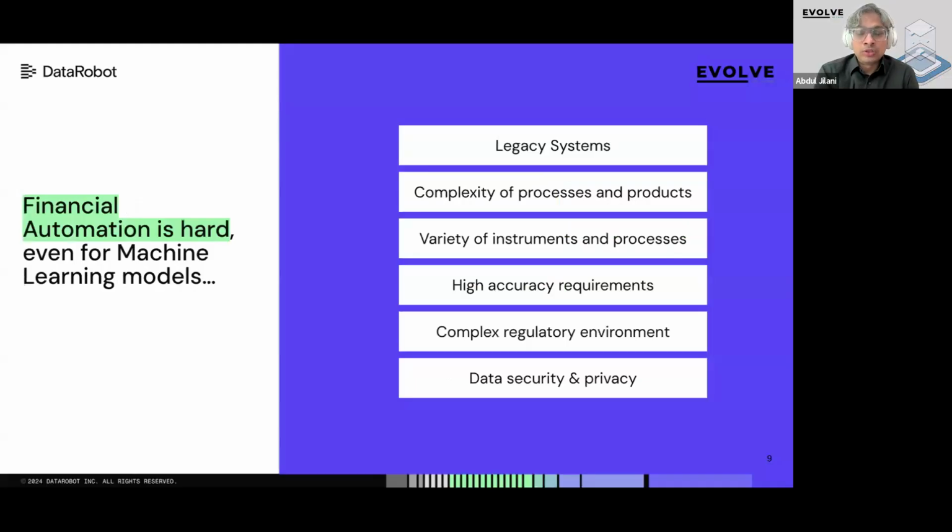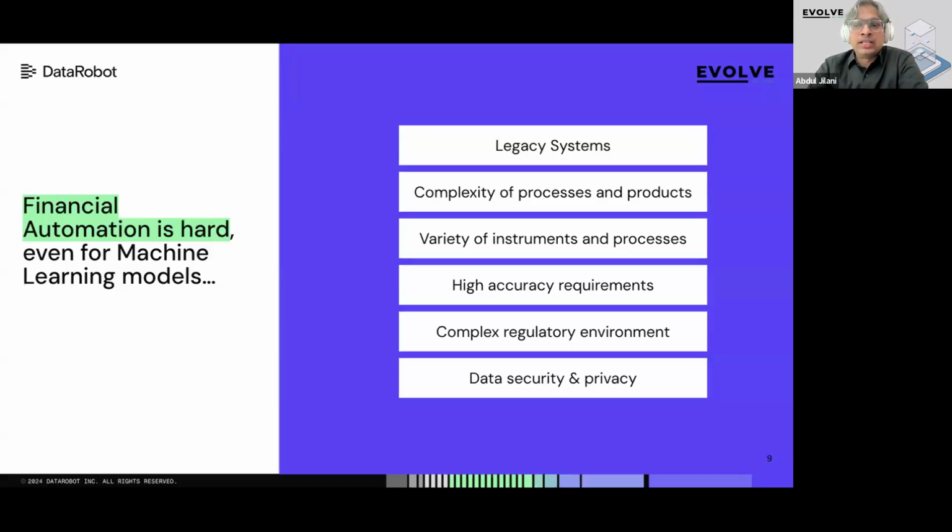But although there are so many advantages, financial automation is hard. Even with machine learning models, it is very hard for a variety of reasons. Some of the reasons: legacy systems. Fintech firms have a lot of legacy systems. Just as an example, all the transactions in the world pass through 5 gateways: Master, Visa, and 3 others. Legacy systems have been there for decades now, and they're not going away.